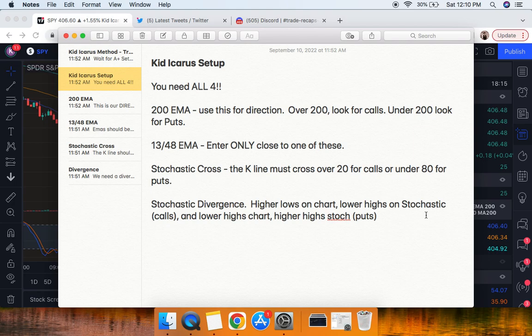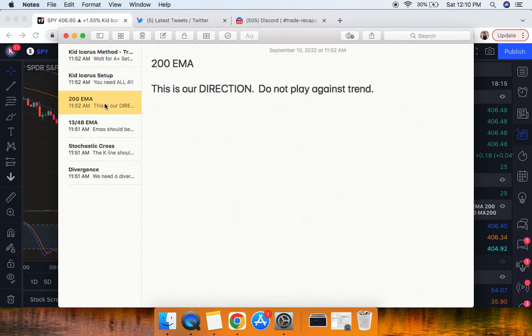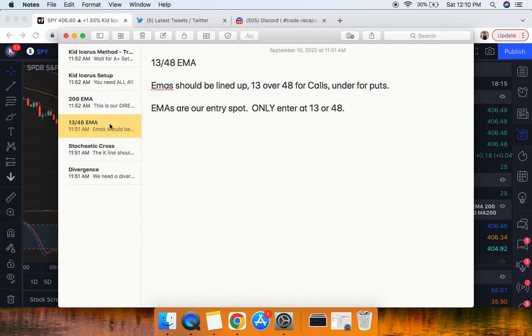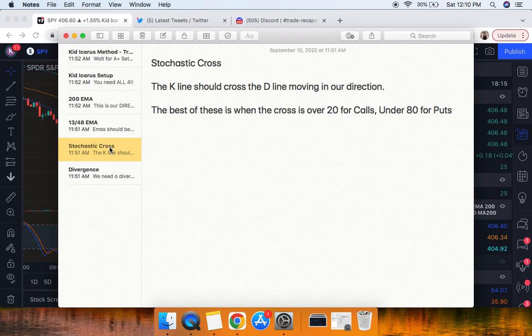I'm going to show you that real quick. So just kind of roll through these one more time. Rule number 1, 200 EMA. Don't play against the trend. Rule number 2, 13 48, that's your entry. Rule number 3, you need the stochastic cross moving in your direction, and the best of these is when it's crossing over the 20 for calls and under the 80 for puts. I'll show you in a second what that looks like.